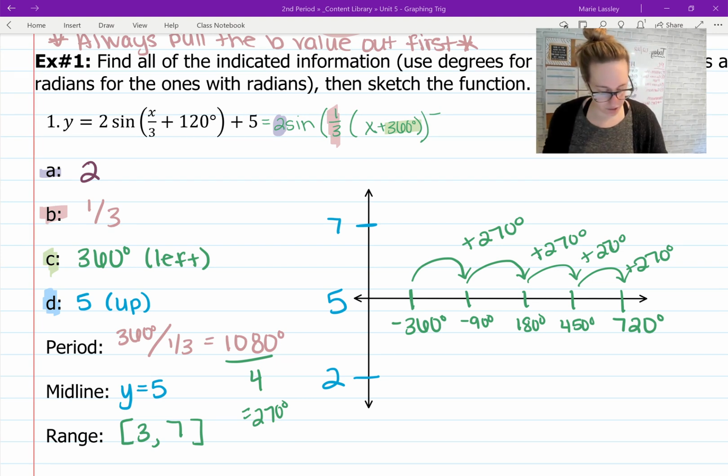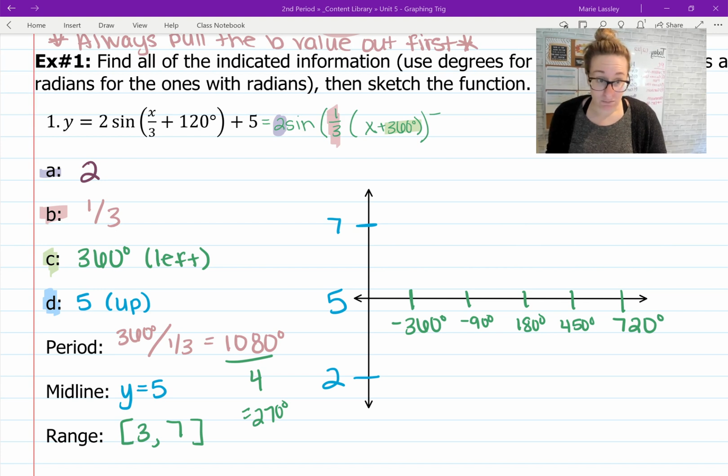Okay, so those are my x-axis values. All right, now from here, you just look to see if it's sine or cosine, and you'll know where to put your first point. So this is a sine graph. With sine, my first point is at 0, or my midline, and it's positive 2, so that means I'm going to start by going up to my max. This is my new 0, so at negative 360, that's my new 0.